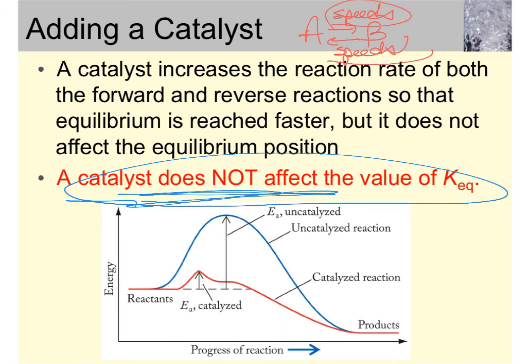So remember what equilibrium is. These two rates are equal, and so there's no change. No change in the equilibrium constant, no change in the position of equilibrium when you add a catalyst. It just gets there faster. It'll reach equilibrium faster.